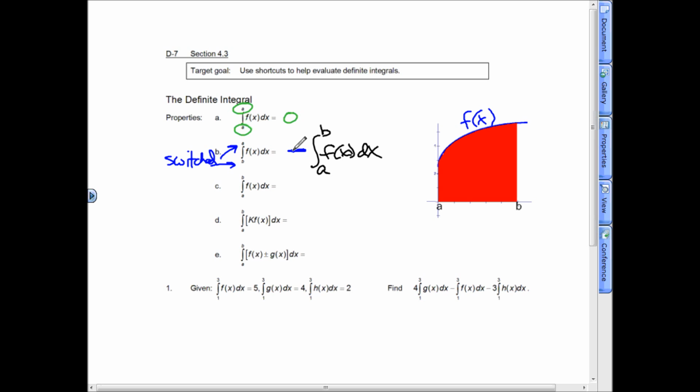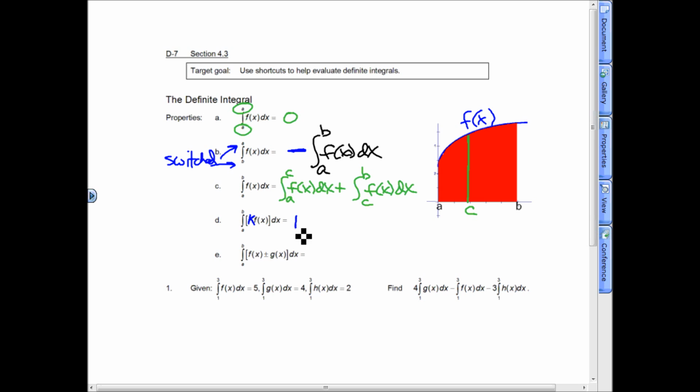Okay, part C, integral from a to b of f of x dx. You can always introduce an intermediate value for part C. Let's say I came over here and said, here is x equals c, a value that would look something like that. Now I see two regions: a region that goes from a to c, and a region that goes from c to b. So I can rewrite this integral as the integral from a to c of f of x dx plus the integral from c to b of f of x dx. So you can introduce an intermediate value in between a and b if you want to make two separate integrals out of it.